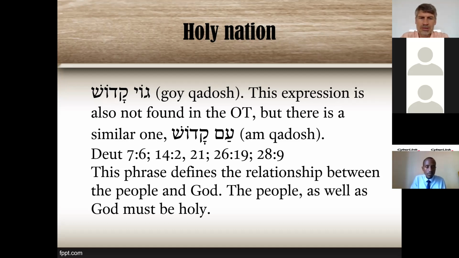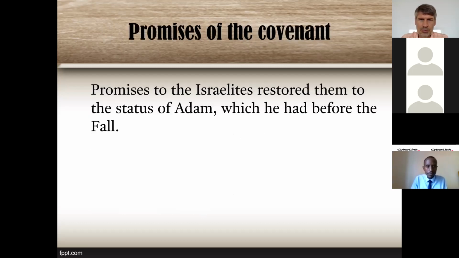But what is also interesting is that this phrase defines the relationship between the people and God. The people, as well as God, must be holy. God is holy, and that is why people should be holy. So we can see this main theme of the Pentateuch, that God wants to bless people, to multiply them, to give them land, and to make a relationship with them. It is here. We can see it again in the book of Exodus.